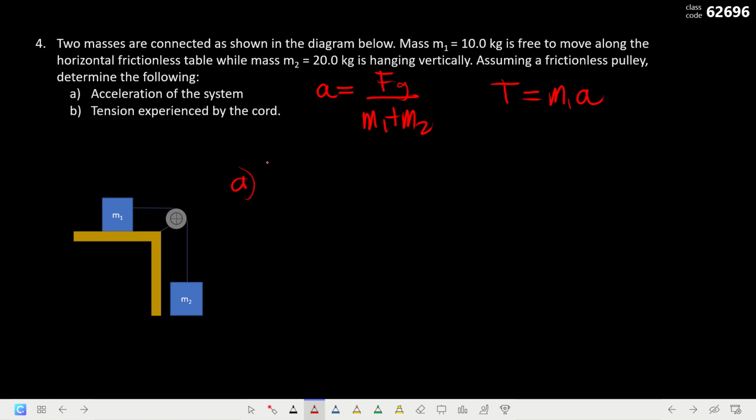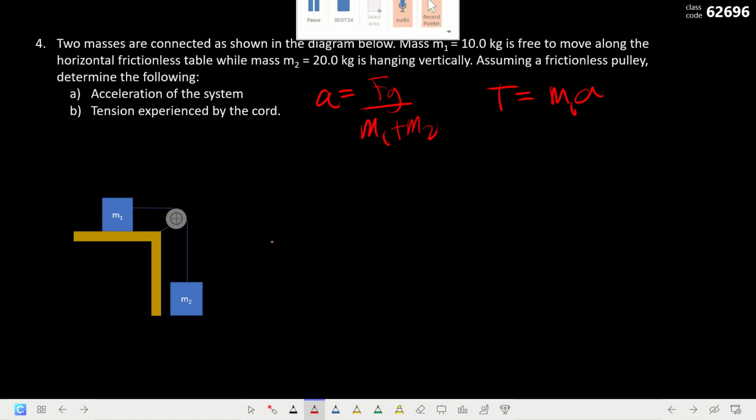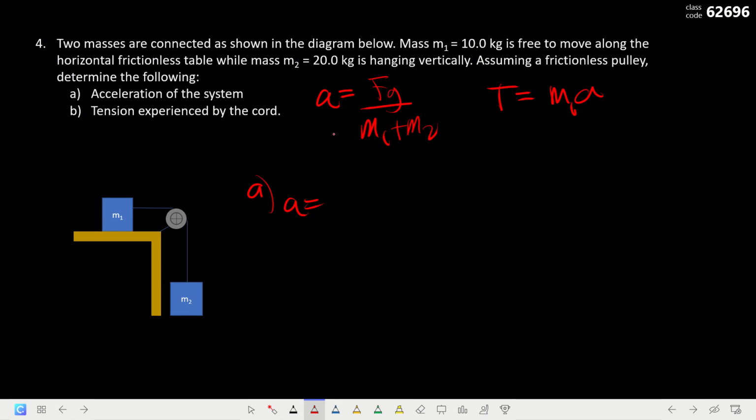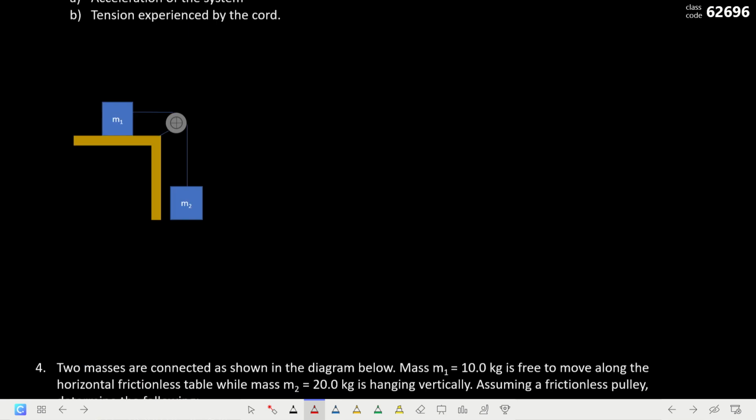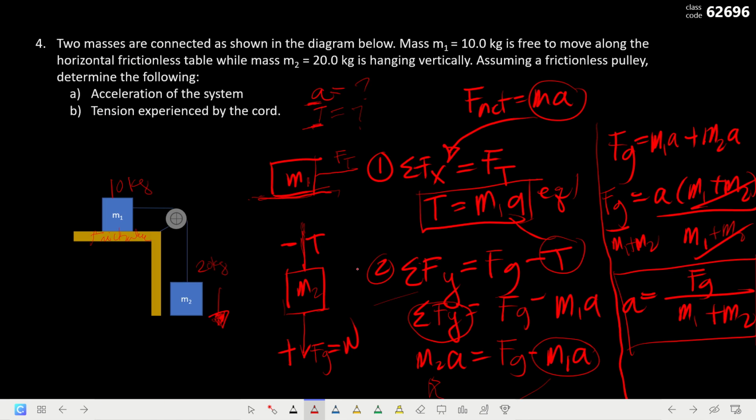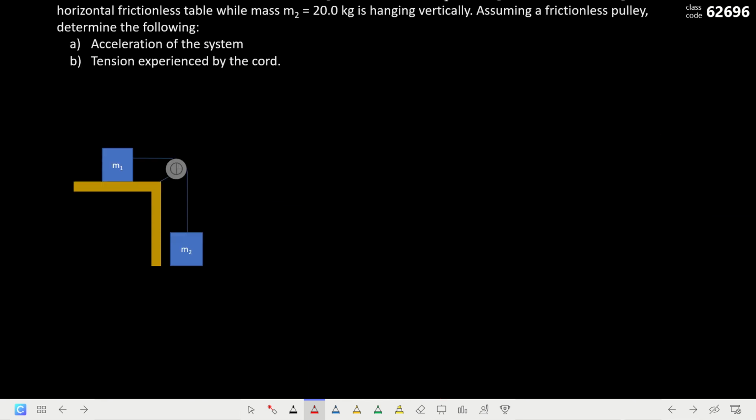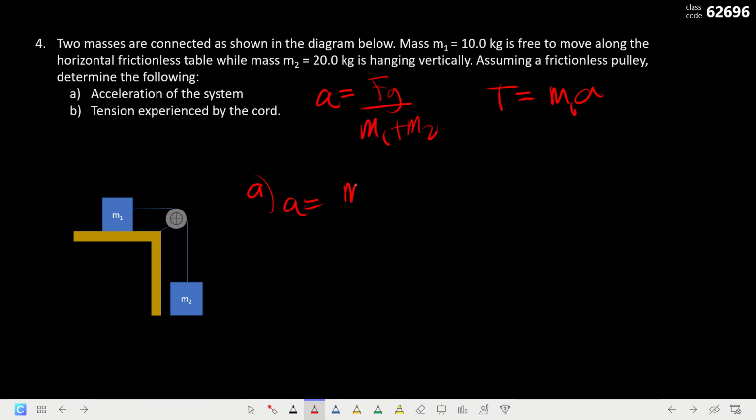So, letter A. Acceleration is equal to force due to gravity. Ay, sorry, nawala. So, ulitin natin. Okay, so let us now answer our problem number 1. Acceleration is equal to force due to gravity. The force due to gravity here is the weight of our mass number 2. From our analysis of the free body diagram, itong force na to, force due to gravity, is the force that is acting to mass number 2. Therefore, to solve for the force due to gravity, we multiply mass 2 to the acceleration due to gravity divided by mass 1 plus mass 2, or the total mass.